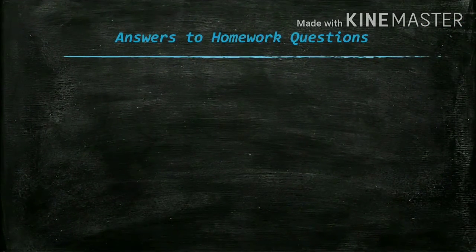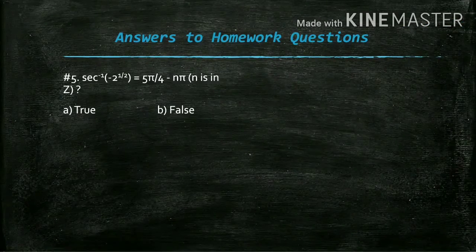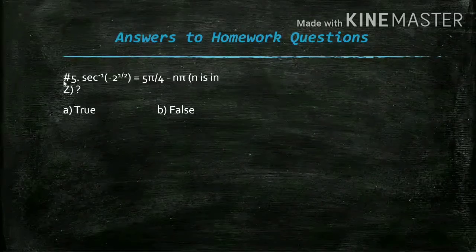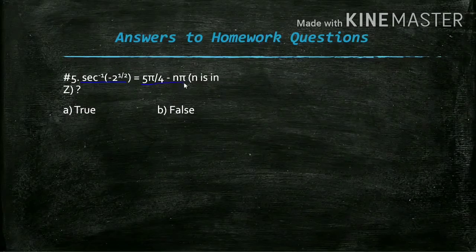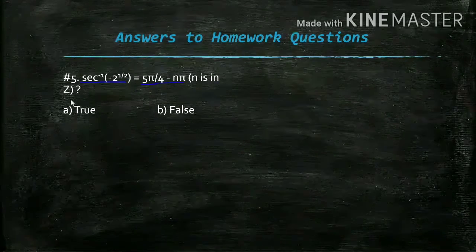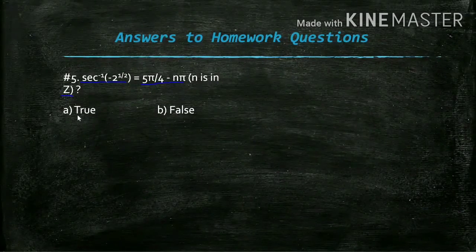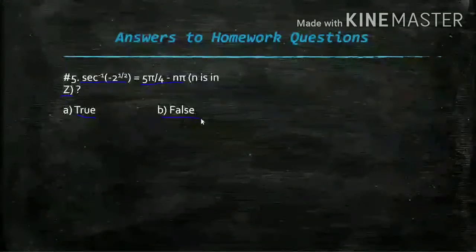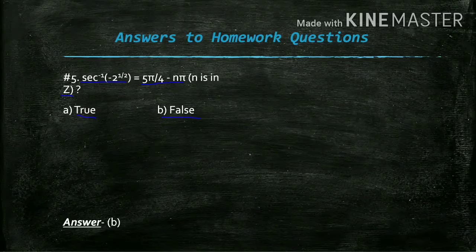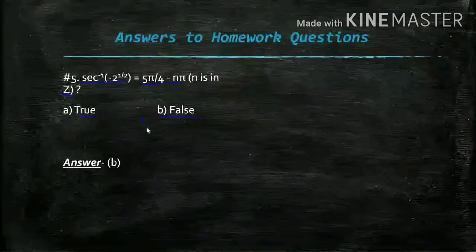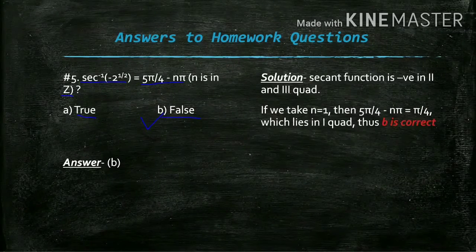Let's now move to the final question, which was this. The question says that sec inverse of minus root 2 is 5 pi by 4 minus n pi, where n is in Z. That means n is an integer, and you need to tell whether it's true or false. So I hope you have done this question. Its answer is B. It's also a false statement. Let me just tell you.